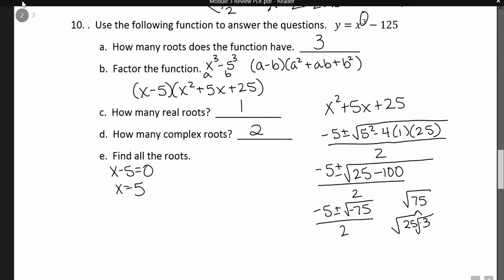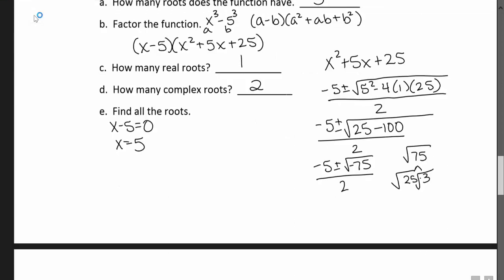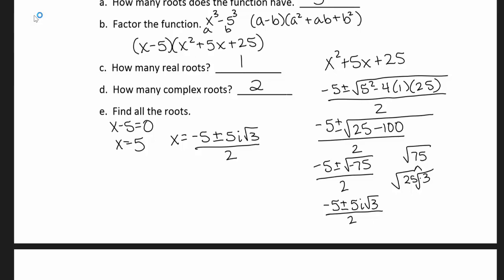So I end with negative 5 plus or minus 5i root 3 all over 2. 5 is from the 25, square root of 25. i is from the negative. Root 3 all over 2. That I cannot simplify, so my 2 complex roots are negative 5 plus or minus 5i root 3 all over 2. So all 3 solutions: 5 and then the 2 imaginary.